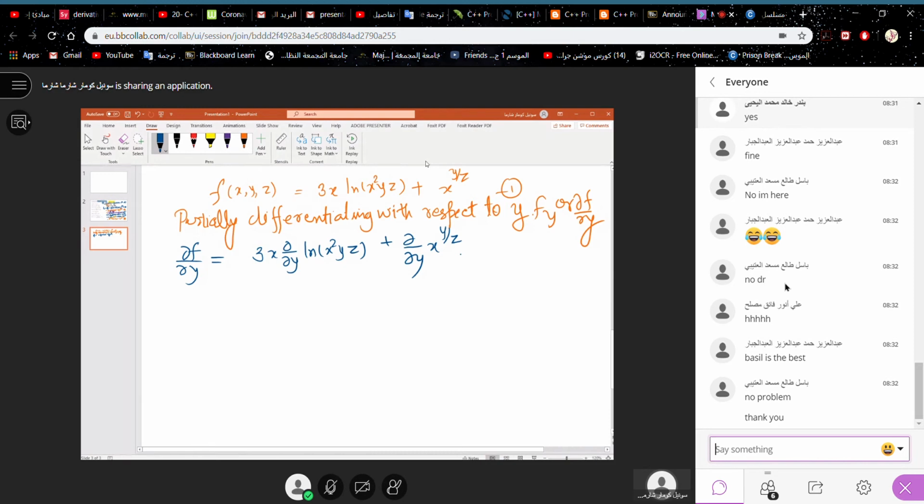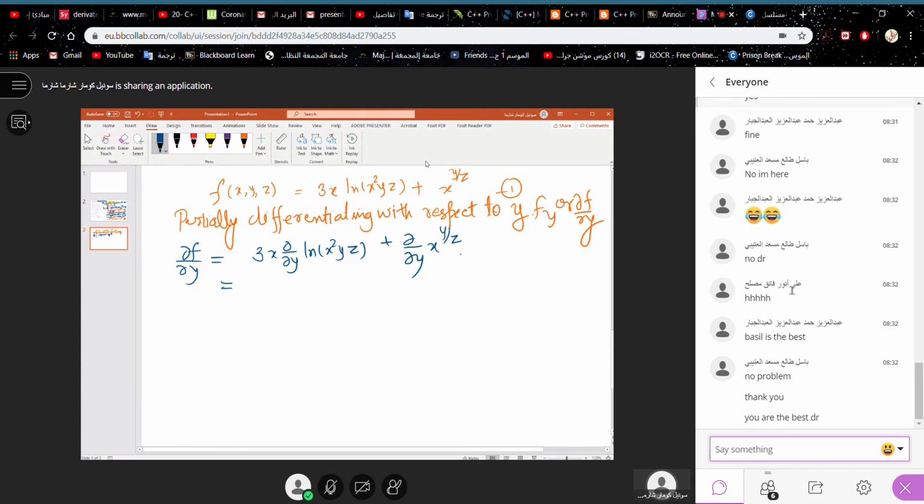See, what do you want? Differentiating with respect to y. When we differentiate with respect to y, so this is the function 3x, 1 upon x square yz, derivative of x square yz. Is that okay?